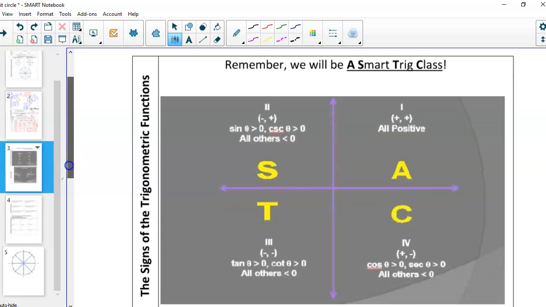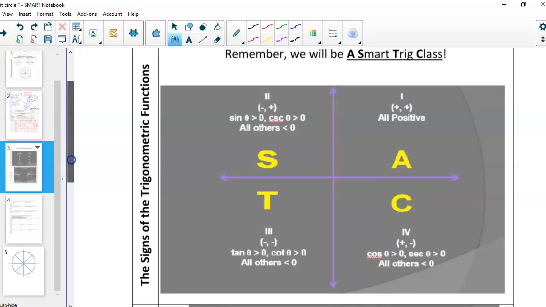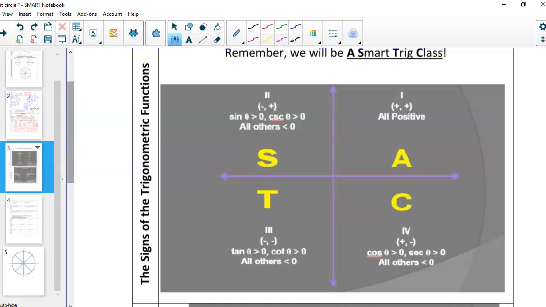So we used this mnemonic. Ms. Bordelon showed me this one, a smart trick class. I used previously all students take calculus. Someone said all students taste chocolate. Whatever works for you, remember that. But what this means is, A, everything is positive here. All of your trig functions will be positive in that first quadrant. S, your sine functions will be positive there, along with your reciprocal, cosecant. Everything else will be negative.